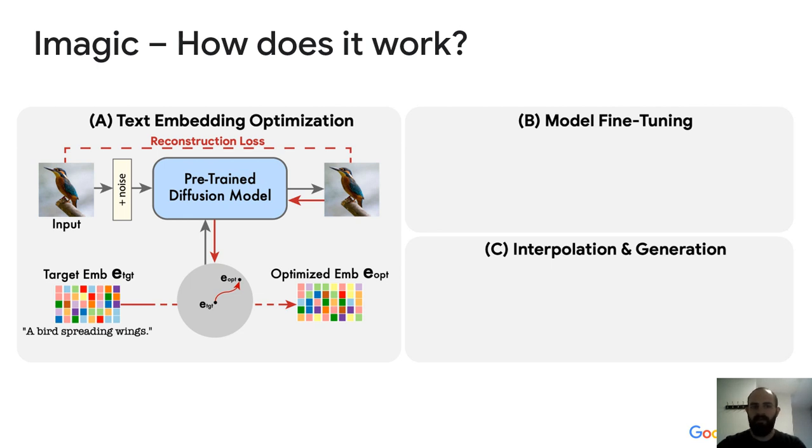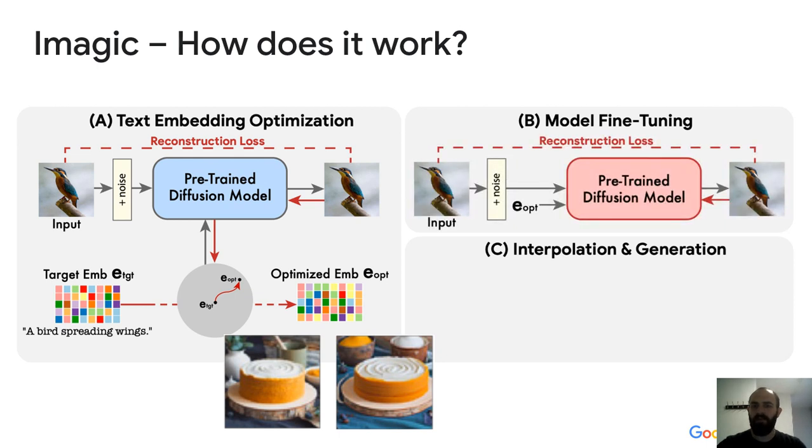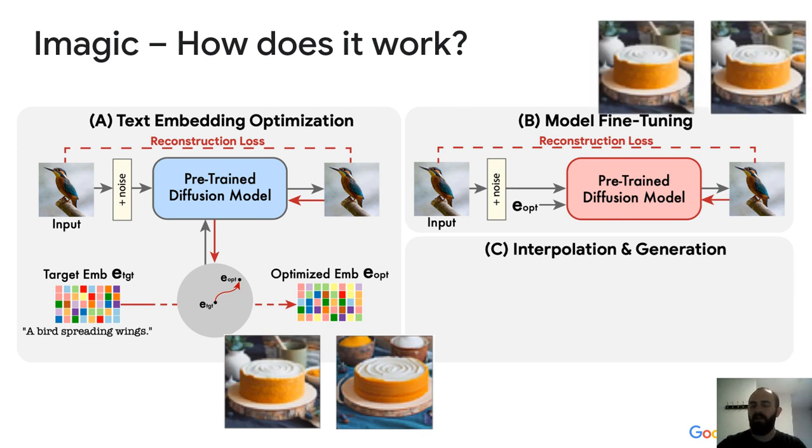Now, after this step, we obtain an optimized embedding that is semantically close to our image, but it does not match it exactly. So we take it a step further and take this optimized embedding and use it to fine-tune the diffusion model itself on the same reconstruction loss, thereby obtaining a fine-tuned diffusion model that can now, using the optimized embedding, reconstruct our image perfectly.